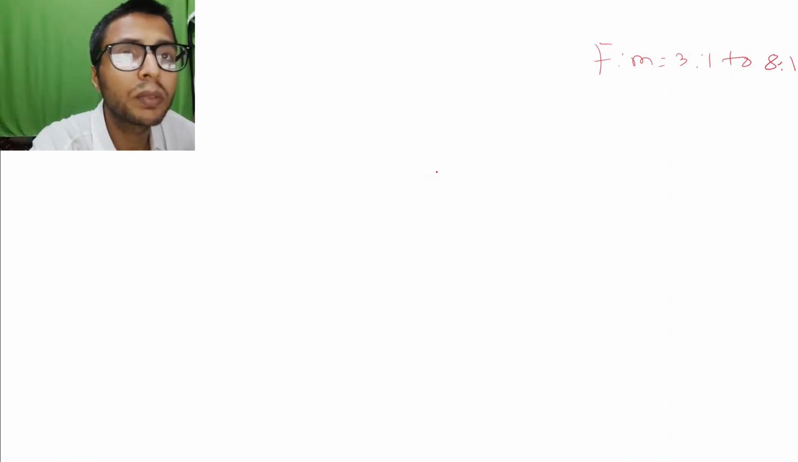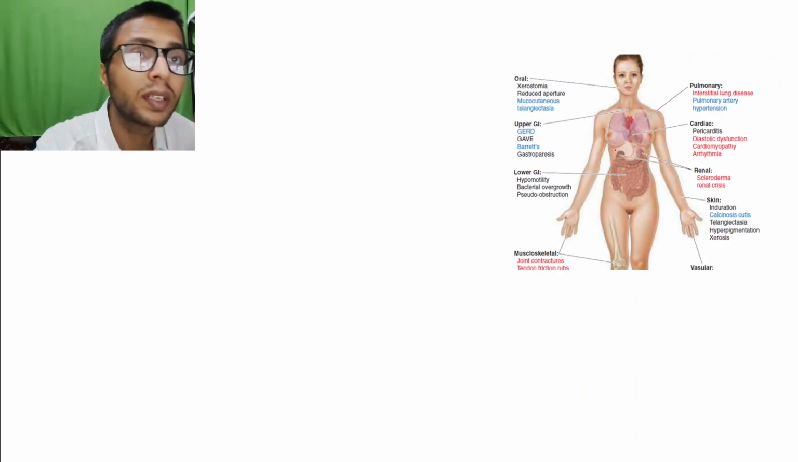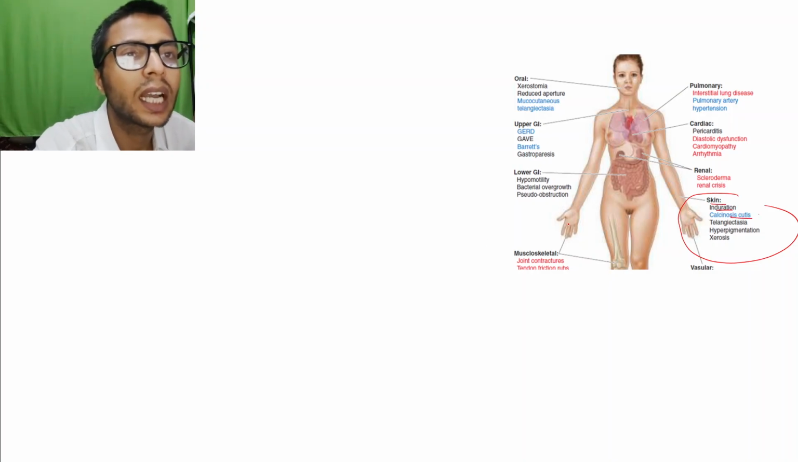Regarding epidemiology of this disease, you can see females are more commonly affected than males. The ratio is 3:1 to 8:1. And regarding the presentation of a patient, multiple organ systems are involved, not only skin. In skin, you can see induration, calcinosis cutis. Calcinosis cutis means it is dystrophic calcification. The calcium is deposited under the skin.